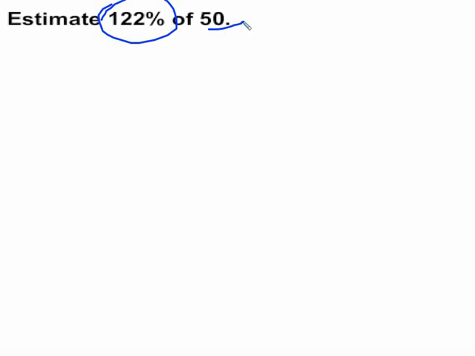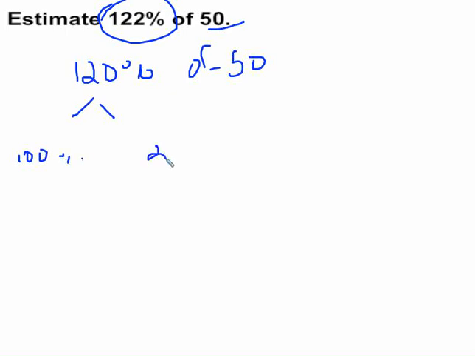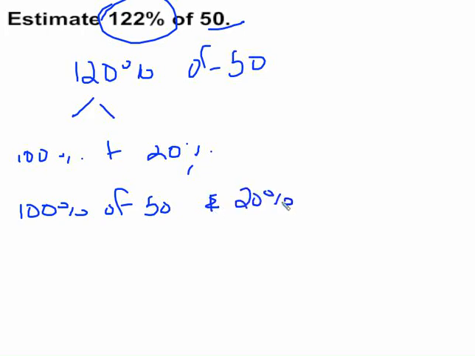So if I'm looking at 122%, I know that rounds down to 120% of 50. Well, 120% we can break down to 100% and 20% put together. That makes 120%. So that means that I'm looking for 100% of 50 and 20% of 50. Well, that we know is just an addition operation.